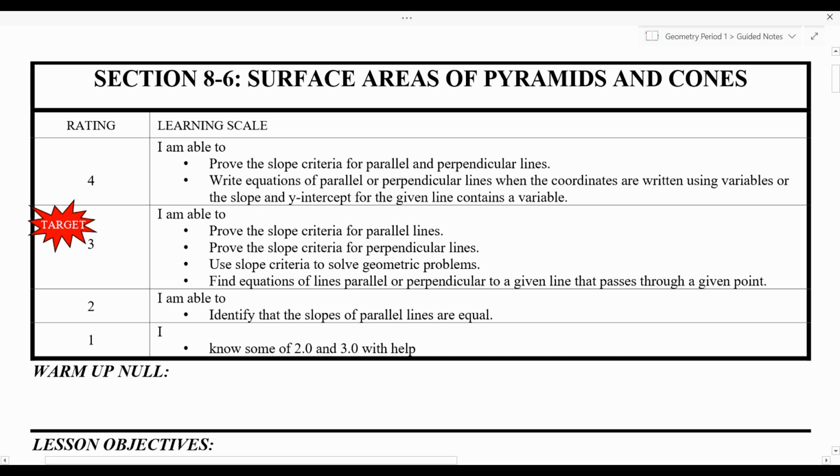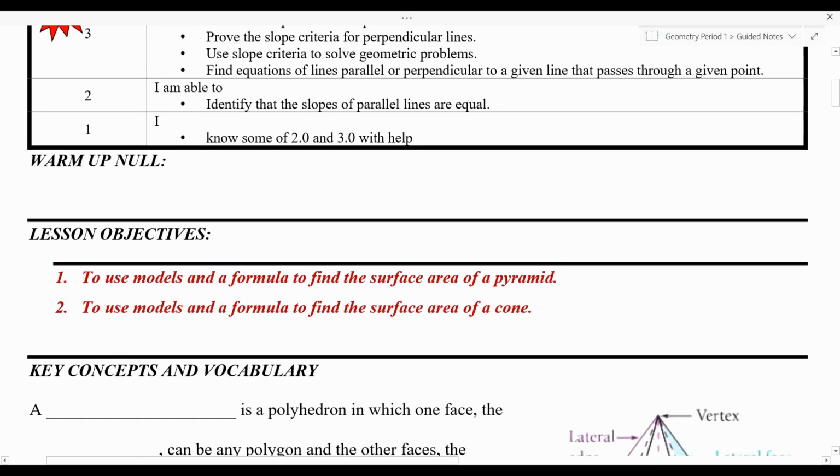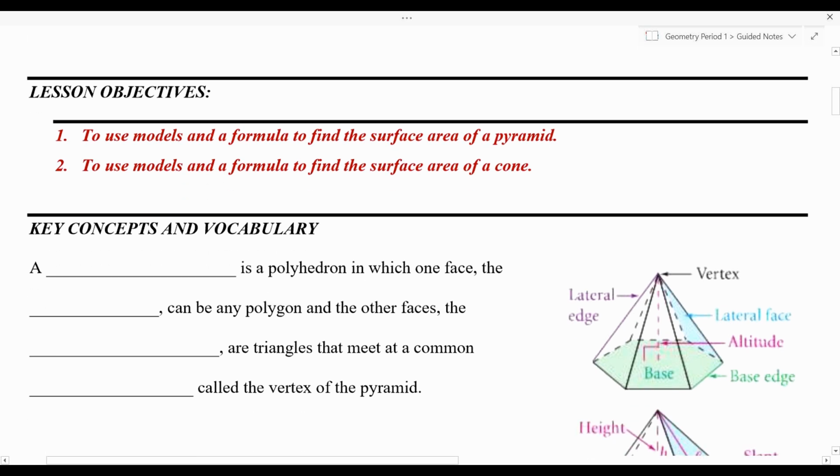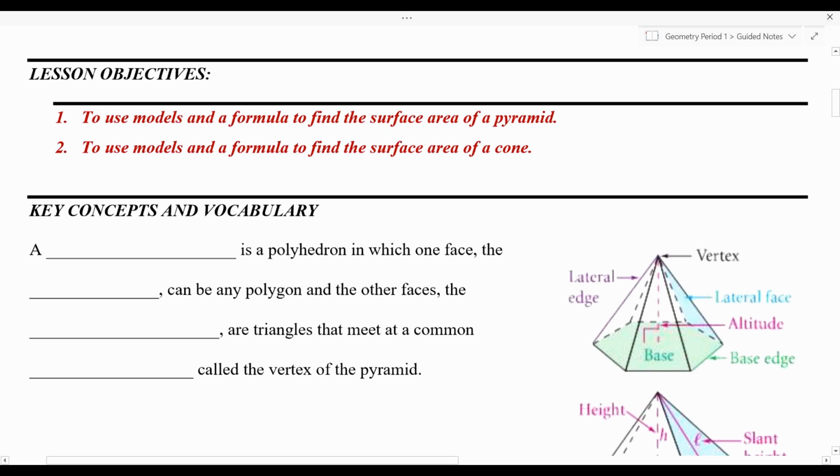Alright, section 8-6, surface areas of pyramids and cones. Let's get started here with our lesson objectives for this lesson, which are to use models and a formula to find the surface area of a pyramid, and to use models and a formula to find the surface area of a cone. Let's get some key concepts and vocabulary right out of the way, and we start with a pyramid.